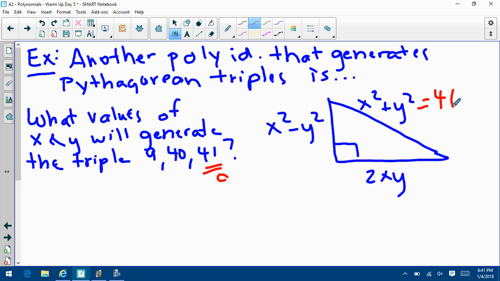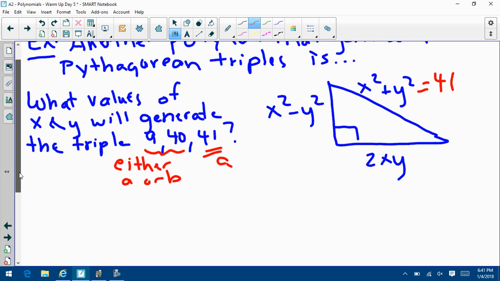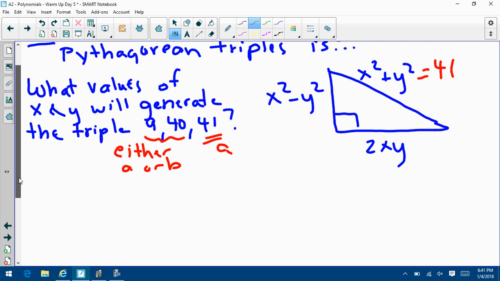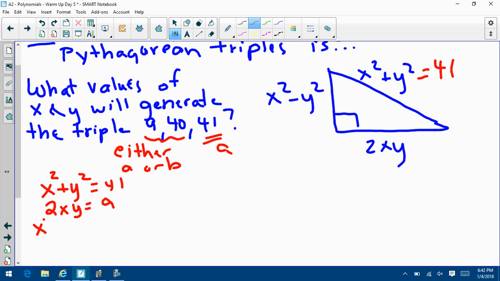And maybe you could guess and check and figure out x and y, but let's do some math instead. So 9 and 40. These are either A or B. I don't really know which one's which. So the annoying thing is I have to kind of just guess here and see if it works out. So let's give this a shot. I know x squared plus y squared equals 41. Let's just say 2xy is 9 and x squared minus y squared is 40. Maybe that'll work.